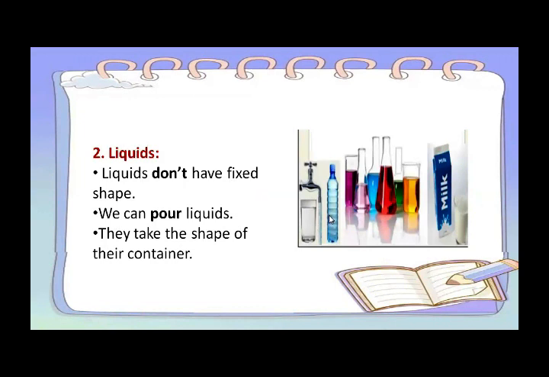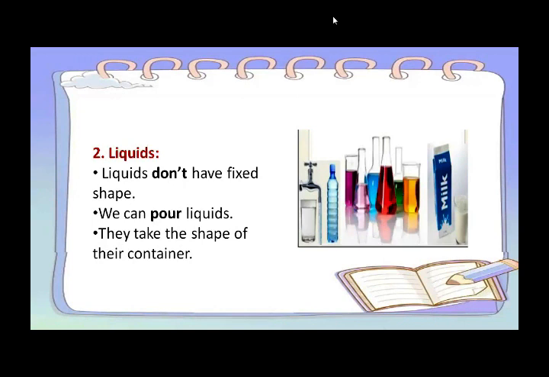When we pour the liquid into the glass or into another container, they will take the shape of their container. Container means things like a beaker, a bottle, this glass. These are all called containers, because they contain the liquid. We can pour liquids, and liquids don't have a fixed shape. They can change their shape, and they take the shape of their container. Are you clear on this?